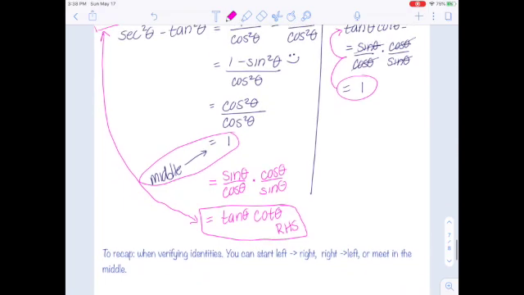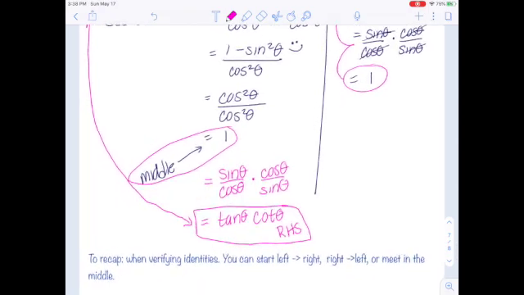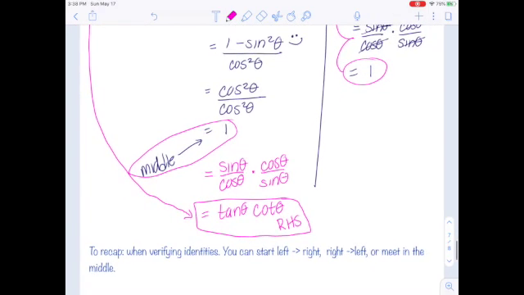All right, so to recap, when you verify identities, you can start on the left and go to the right. I didn't really show you a start on the right-hand side to end up at the left, but I think you can handle that. Or you can do this meet in the middle sort of technique. All right, so that completes that.